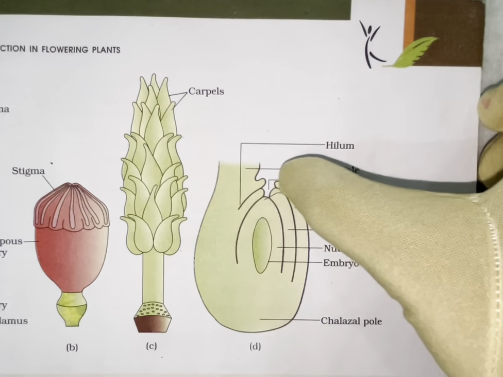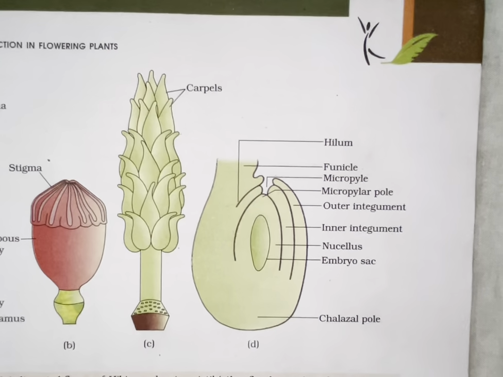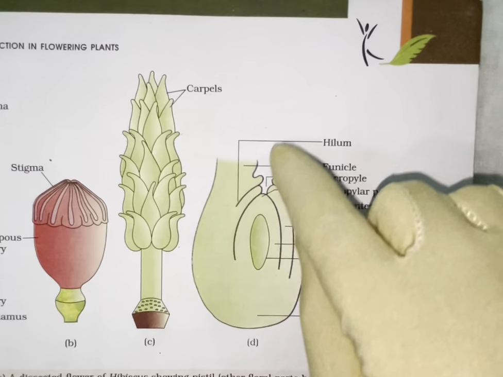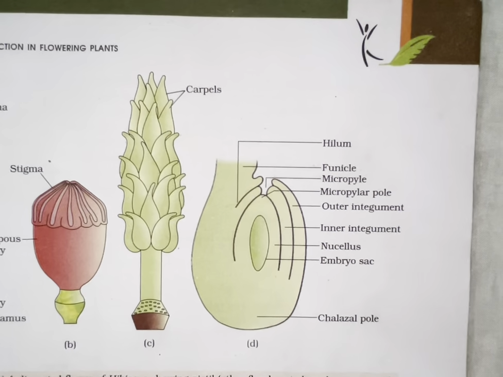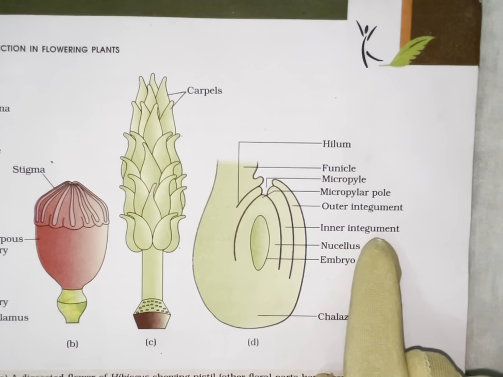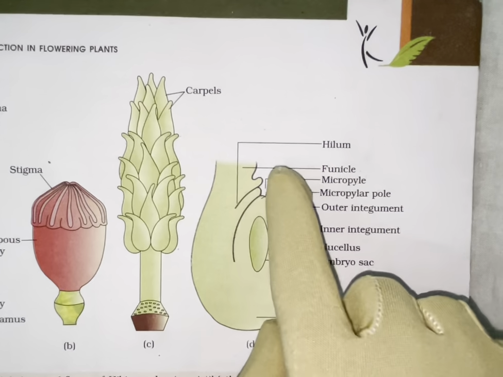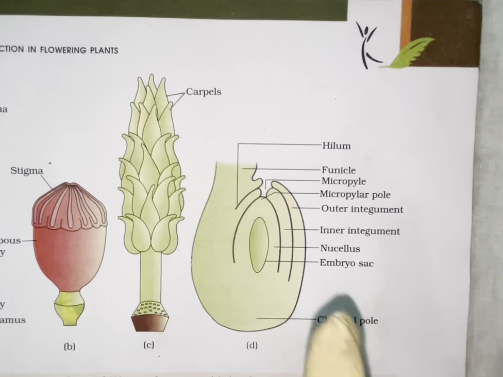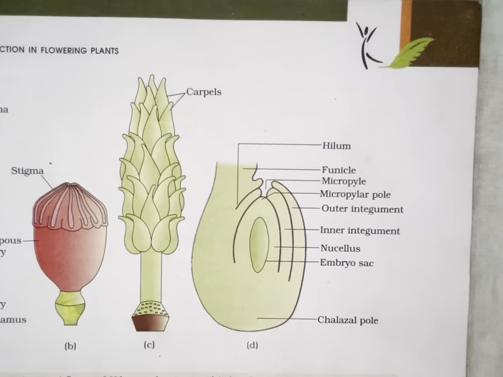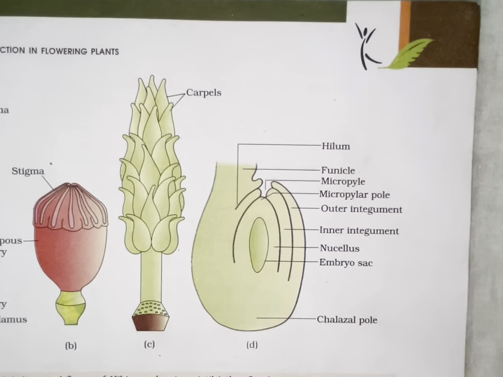Third is the small pore micropyle. This is the small opening through which primarily pollen tube enters inside the ovule. Fourth is integument. The ovule is surrounded by protective layers like this. These are known as integuments. This is outer integument and this is inner integument.